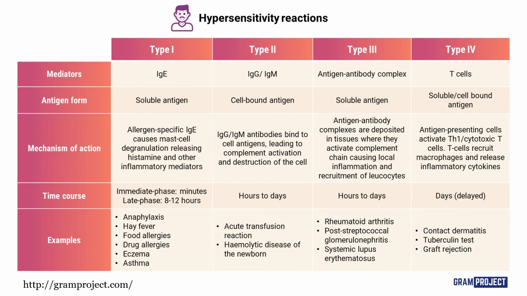Here's another table for you to study. This one deals with the 4 types of hypersensitivity reactions. Type 1 is severe allergic reaction like anaphylaxis or asthma reactions, and are IgE mediated and act quickly. Type 2 are transfusion reactions or hemolytic disease of the newborn, and are IgG and IgM mediated, and take hours to days to take place.